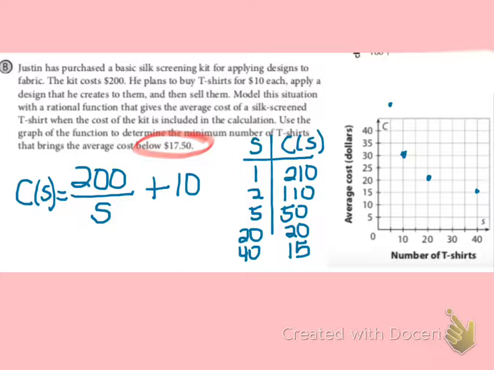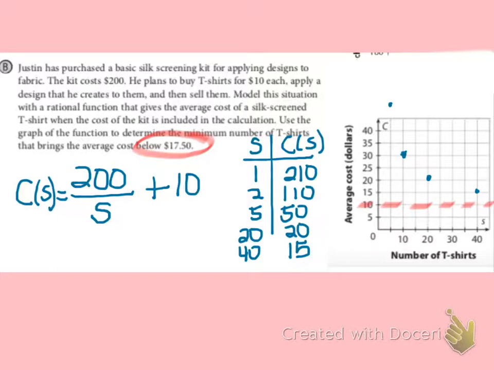So the lowest that could possibly be is if we had bought an infinite number of shirts, then that 200 would be divided by this really, really large number, right? So only a very tiny bit is going to be charged to each shirt, and then plus the $10. So the lowest you could possibly get is just above $10. So that $10 ends up being that horizontal asymptote. You can't drop below that. It'll never get less than $10 per t-shirt.